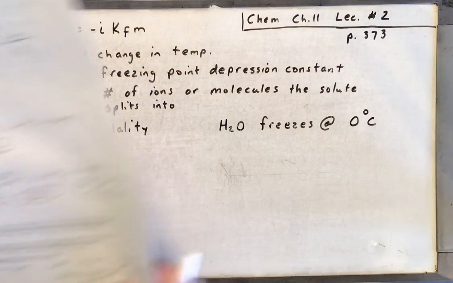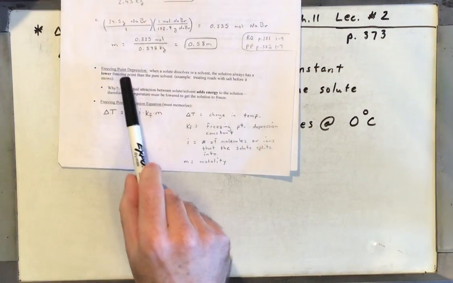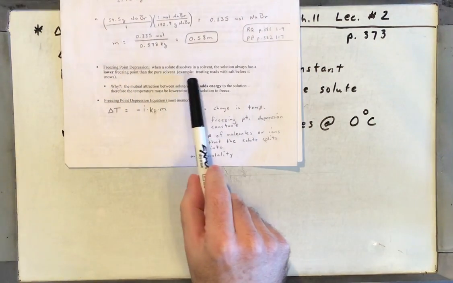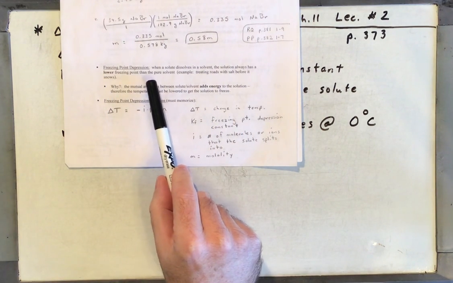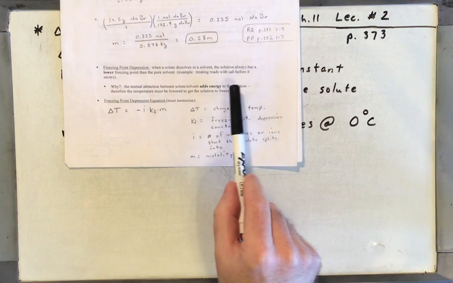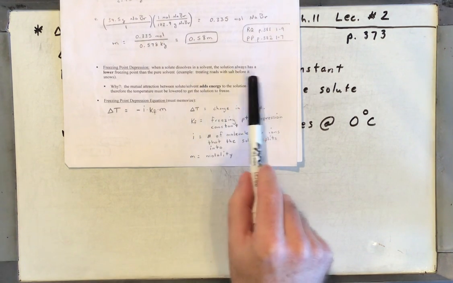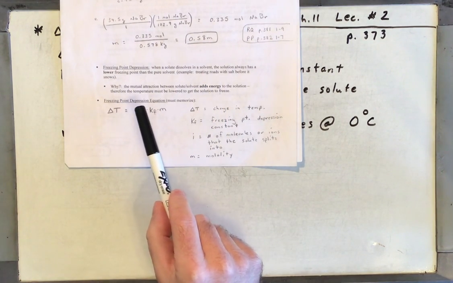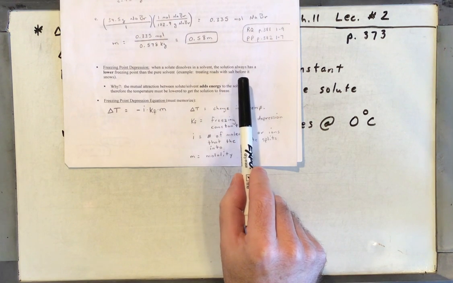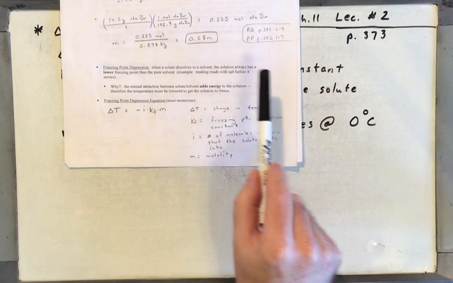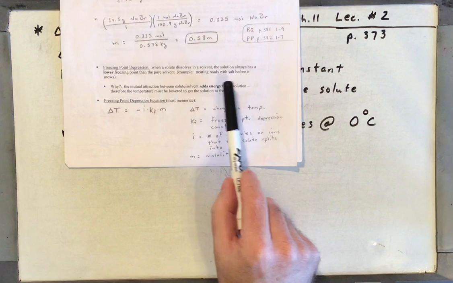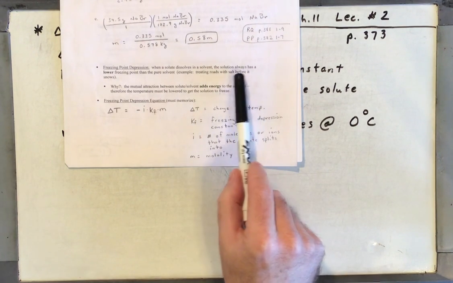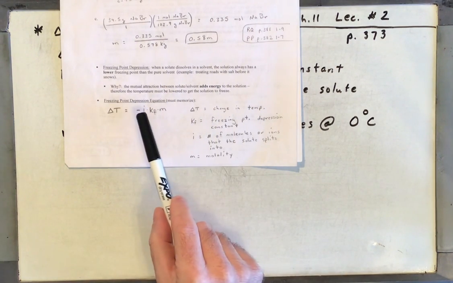Okay, first thing we're going to talk about today is called freezing point depression. So when a solute dissolves in water, the solution always has a lower freezing point than the pure solvent. The example here would be you treat roads with salt before it snows, and that causes the freezing point to go from 32 degrees down to lower, let's say 24 or 25 degrees. So the snow will melt until it gets down below a temperature of 24 or 25 degrees, depending on what kind of solution they put on the road.